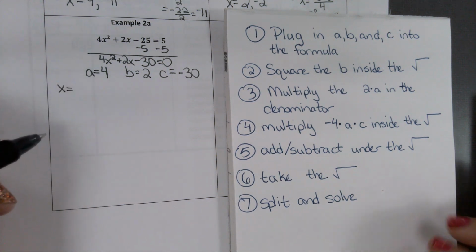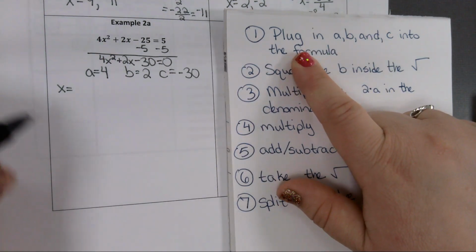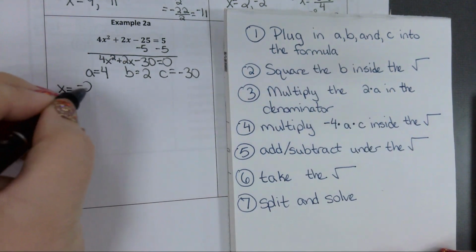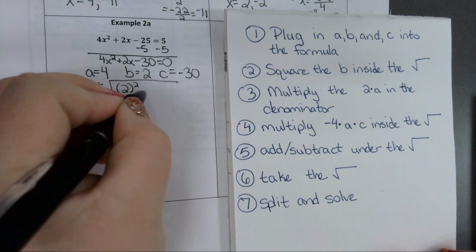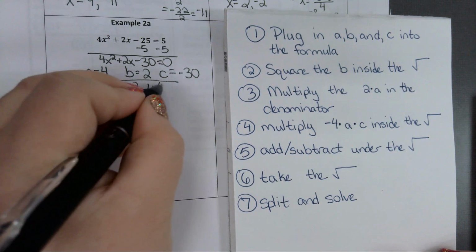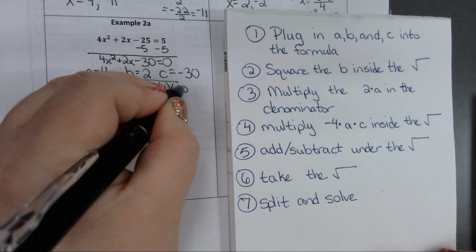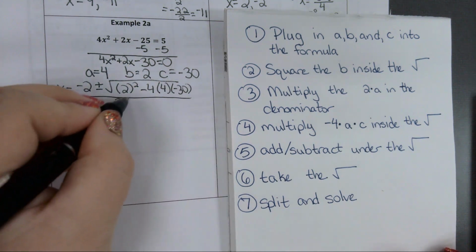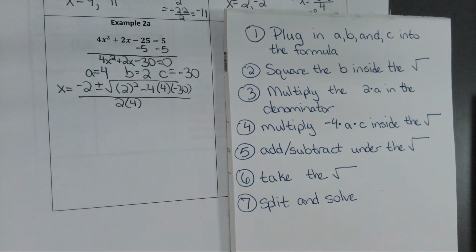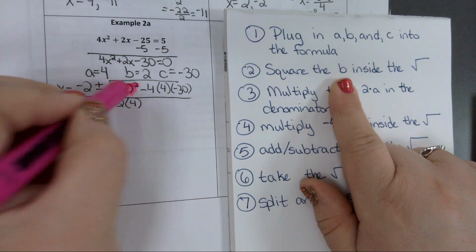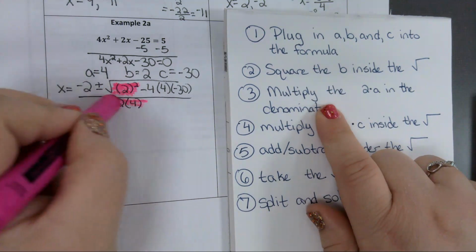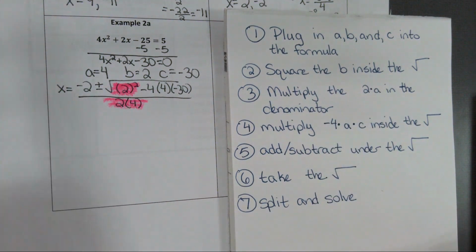Time to plug into our formula. X equals negative B plus or minus the square root of B squared minus 4AC, all over 2A. So we can square our B that's inside of the radical, and we get to do this step at the same time. Remember, that's the only time that you're able to do 2 steps.